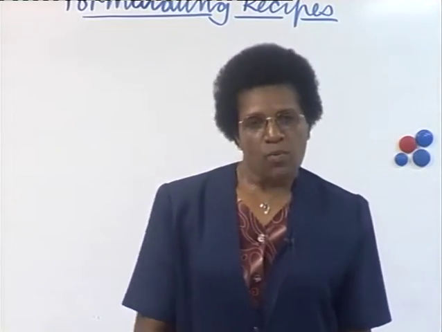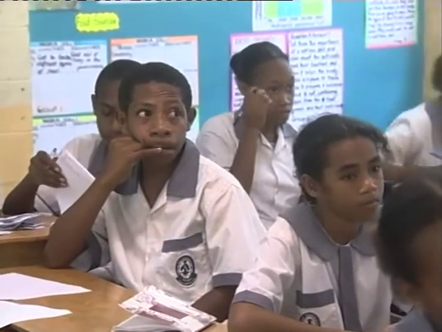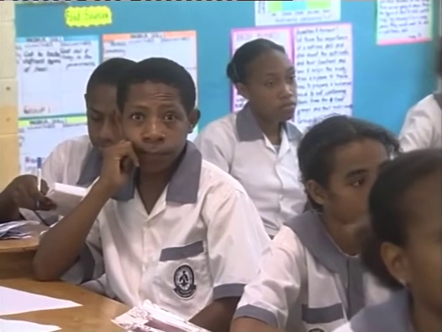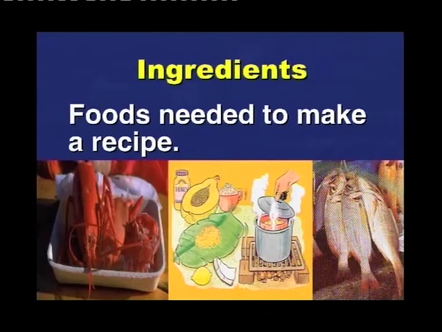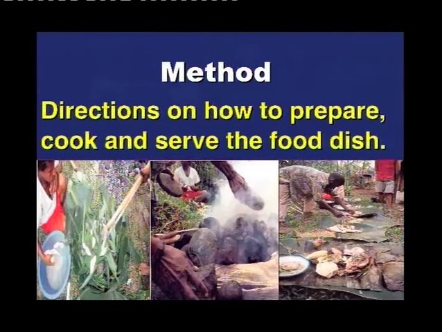Now, we are going to look at the types of recipe. There are 2 types of recipes. One is the one that has the ingredients separated from the method. We've already looked at ingredients in the previous lesson, so there is no need for you to copy that. We also had a look at method, especially in recipe writing. There's no need to copy that as well.